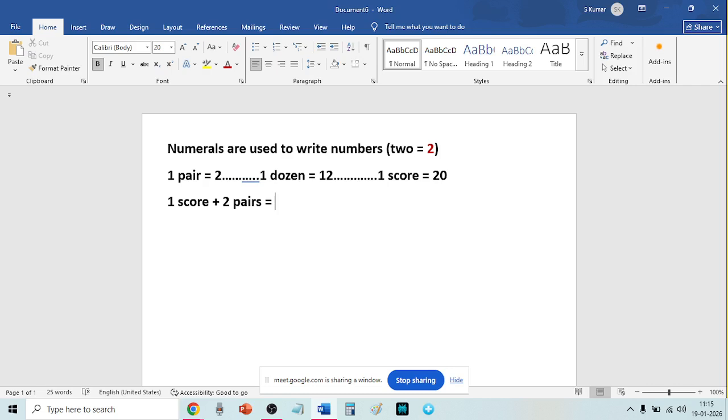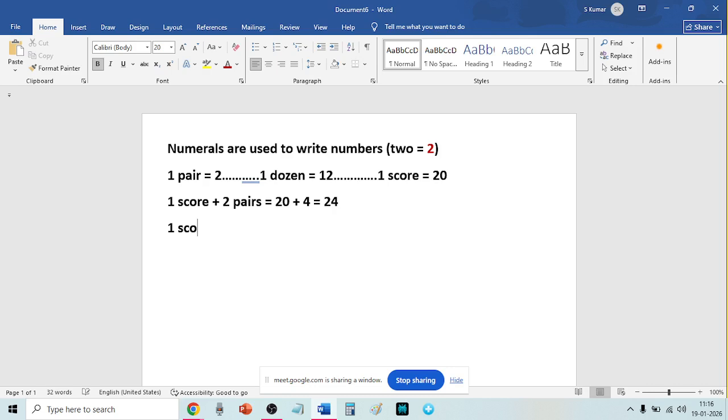Not 22. 2 pairs means how many? 1 pair is 2. So 2 pairs is 4. So 20 plus 4. That is 24. 2 pairs will be 24. 2 pairs means 4.